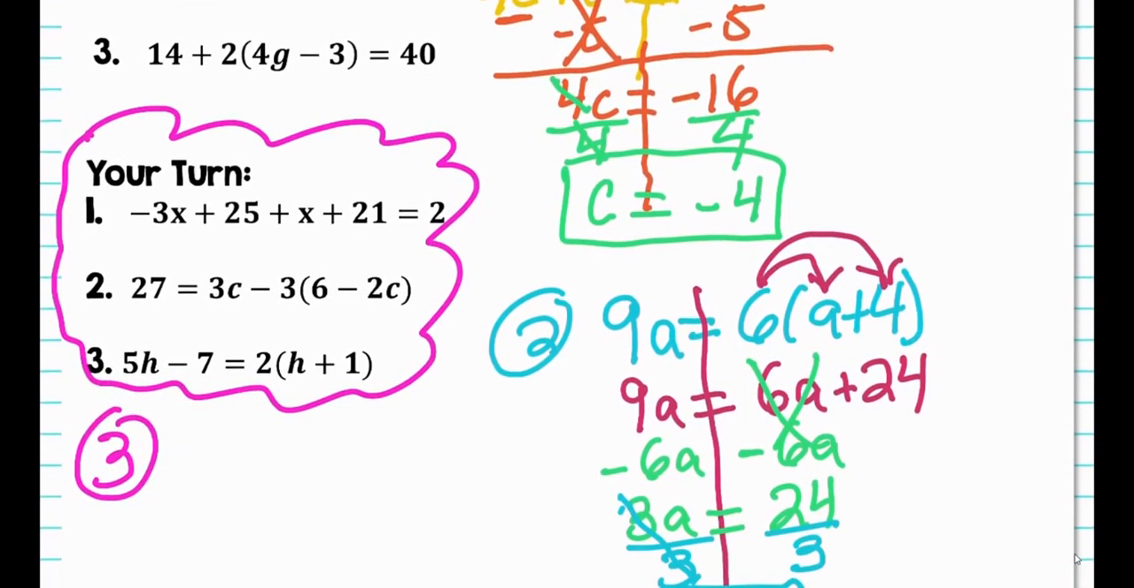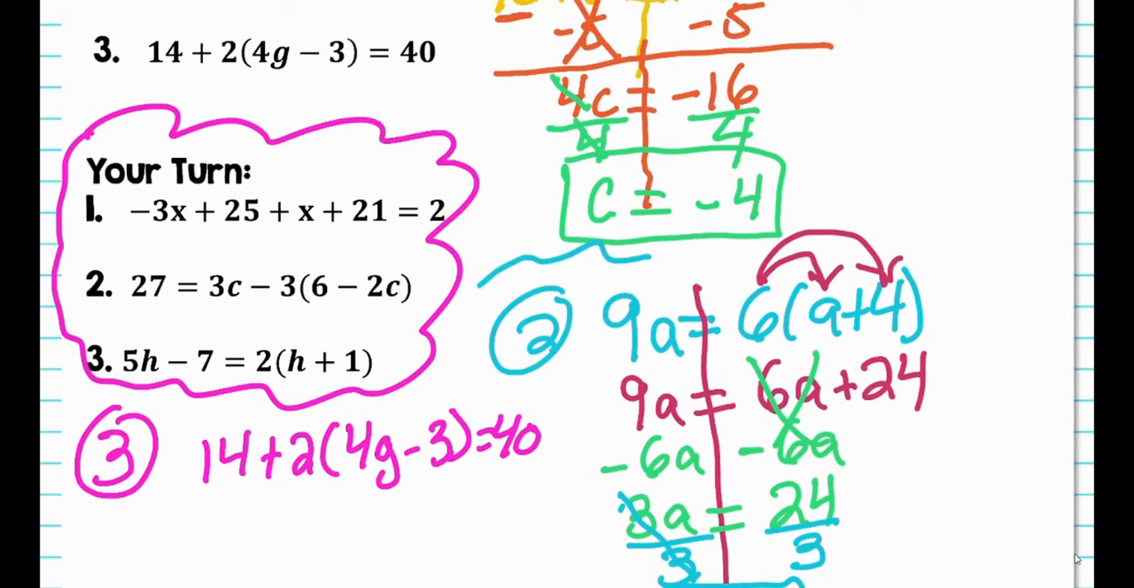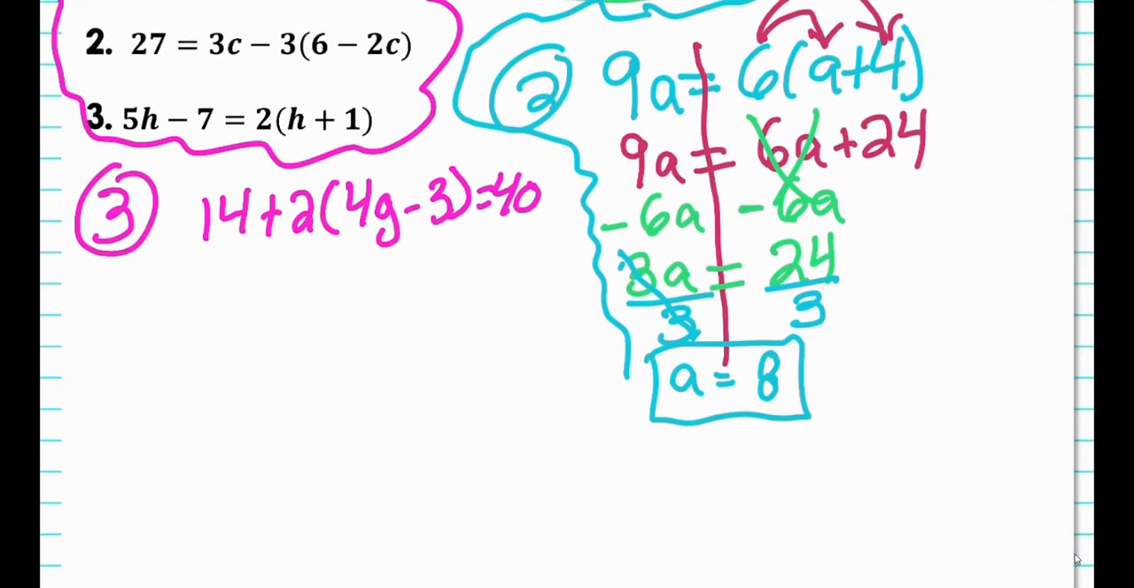So I'm going to write this problem down. 14 plus 2 times 4g minus 3 equals 40. Now, don't get this problem confused with the one that I just worked over here. So I know this is kind of messy. This is what my board looks like in my room, by the way, too, guys. I'm not great at keeping my board nice and neat. It always looks messy. Okay, here we go.